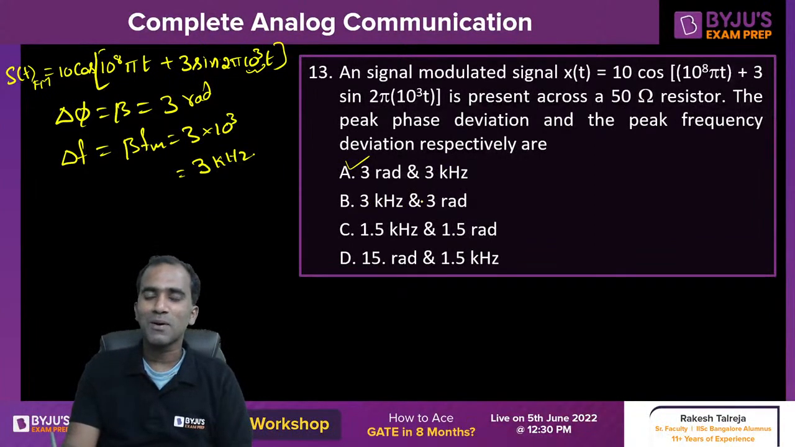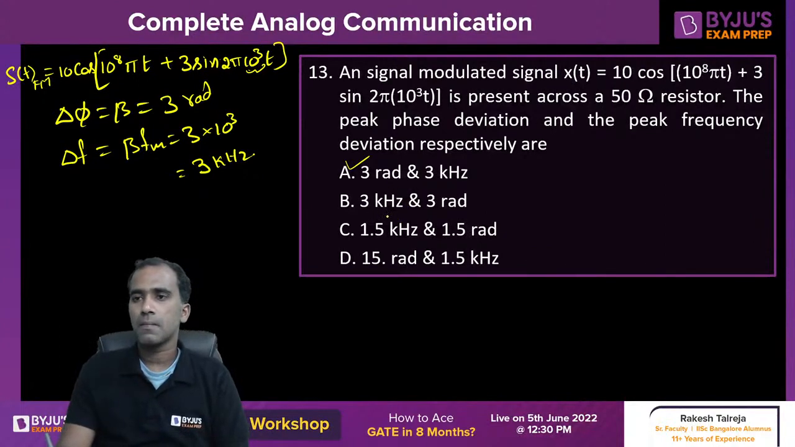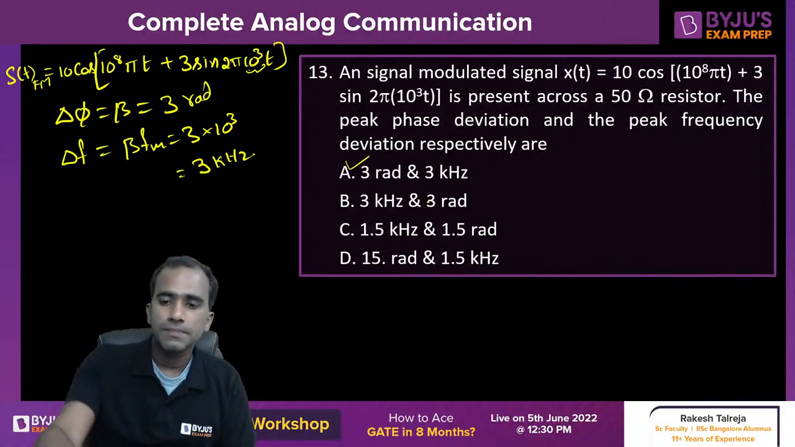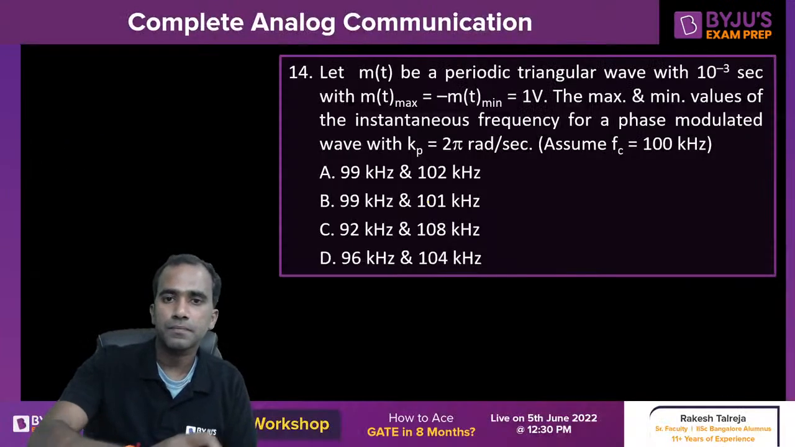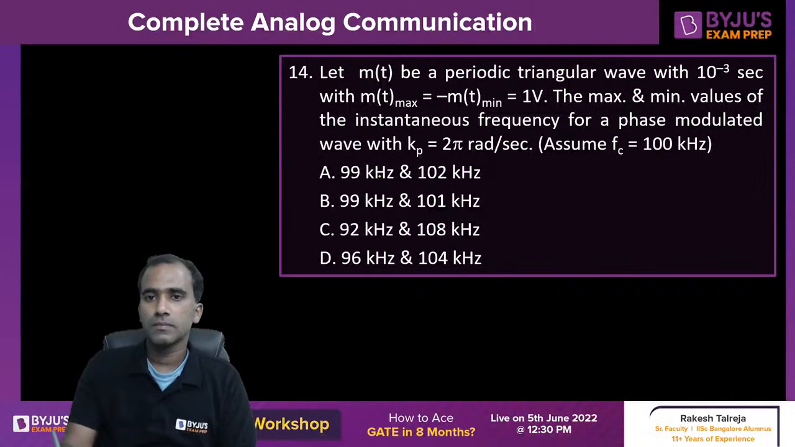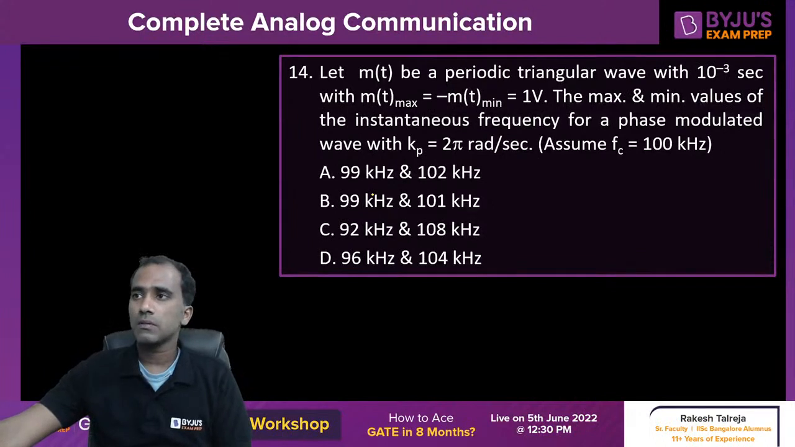Option B also has similar data, but the order matters. The best option possible is option A, because first they're asking the peak phase deviation and then the frequency deviation. According to the order, option A is correct. Option B has the same answers, but in reverse order. Right? So let's move on to the next one. Try this one.